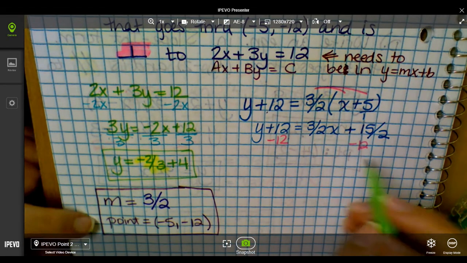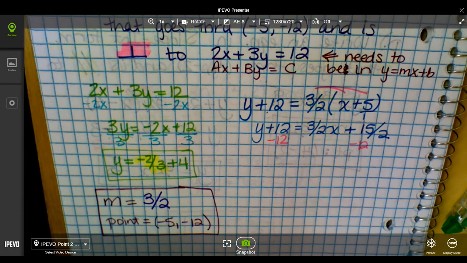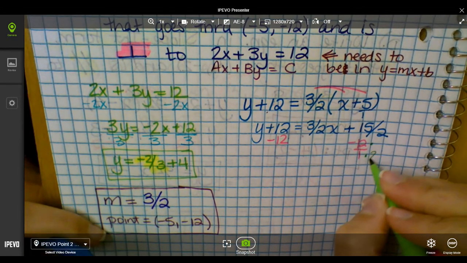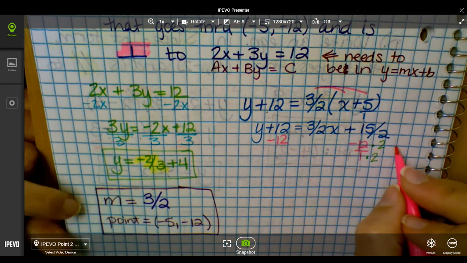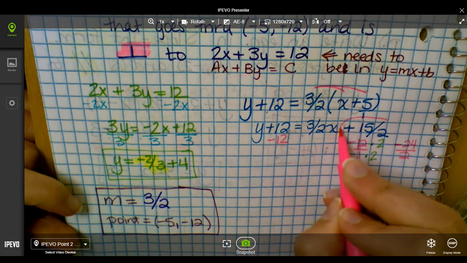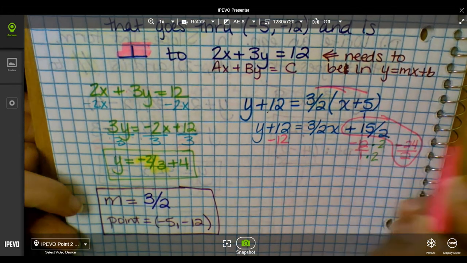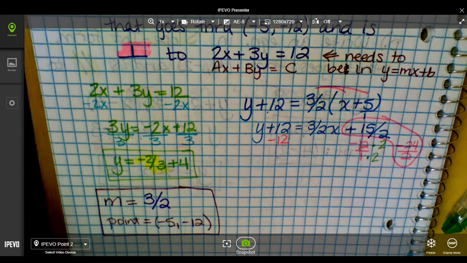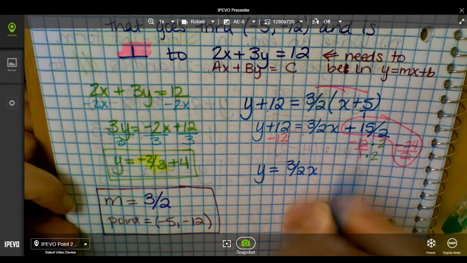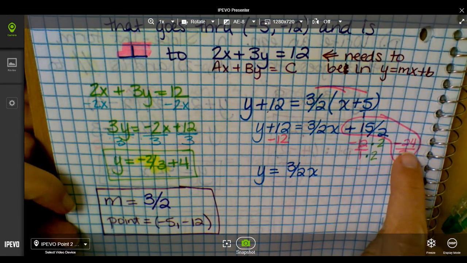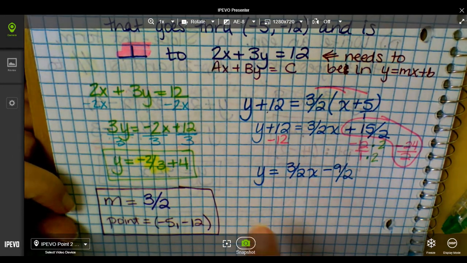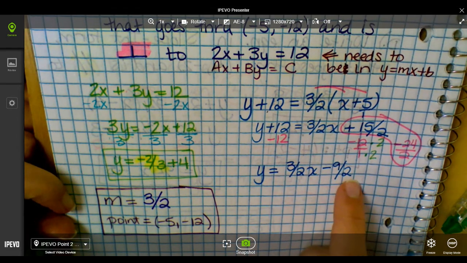And again, I want common denominators. So this is 12/1. Oh my gosh, too many pens in my hand. 12/1. Want to make it into a common denominator of 2. So that means I am subtracting negative 24 over 2. So I have 15/2 minus 24/2. So that's what I'm subtracting together. So now I have y equals 3/2 x. 15 minus 24 is negative 9. Stays over the same denominator. So now I have y equals 3/2 x minus 9/2.